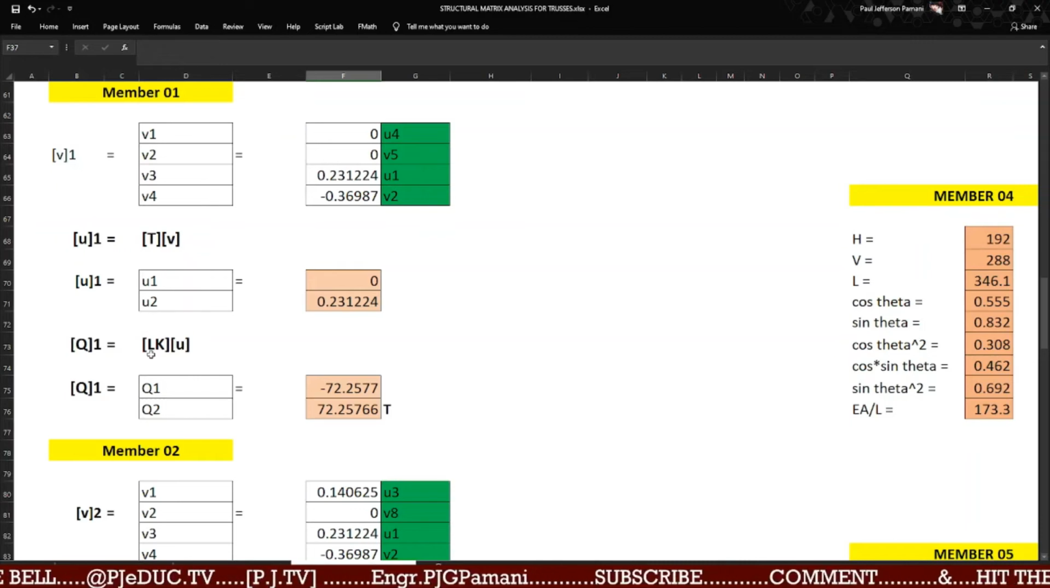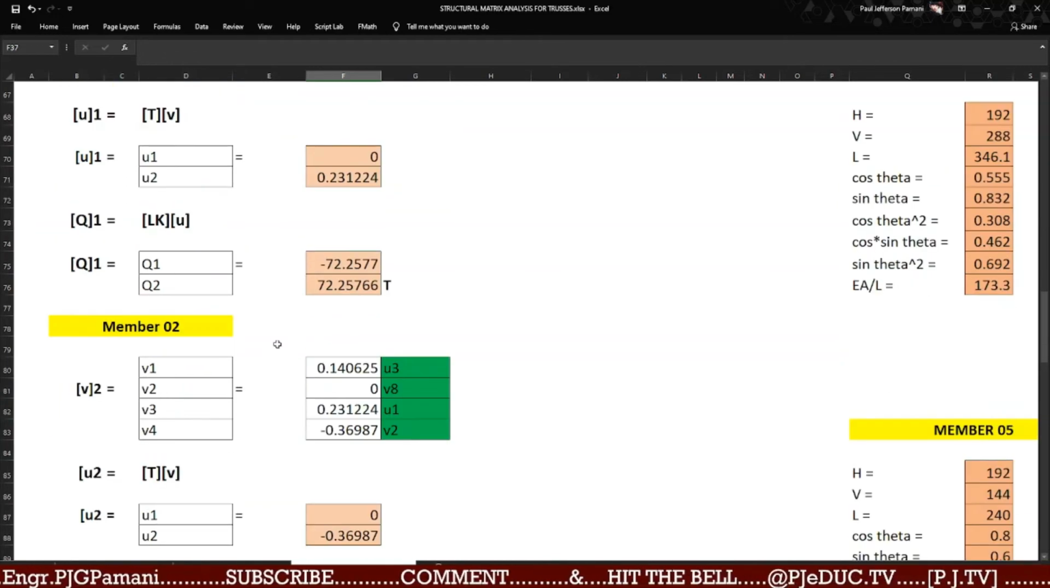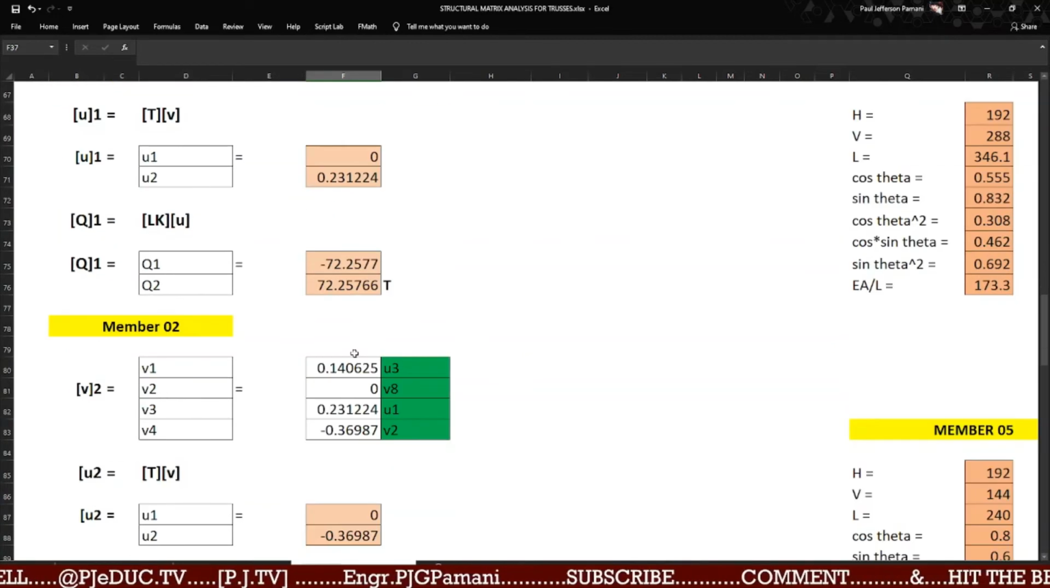Multiply the local stiffness matrix of member 1 with the end displacement under the local coordinate system of member 1, which gives us the forces on member number 1 or on each member. So if Q1 is in negative value while Q2 is in its positive value, therefore that particular member is in tension. Either way, if Q1 is positive and Q2 is negative, therefore, it is in compression.